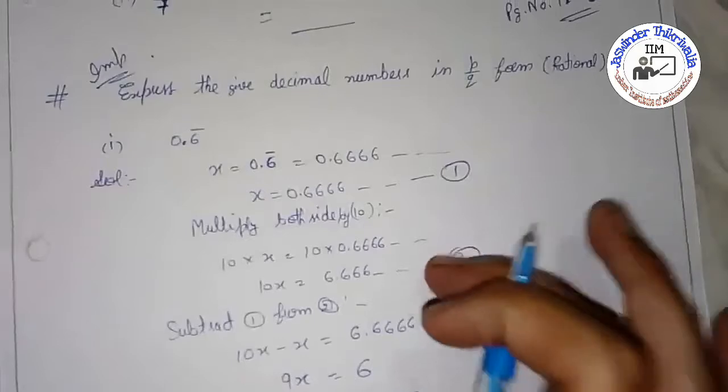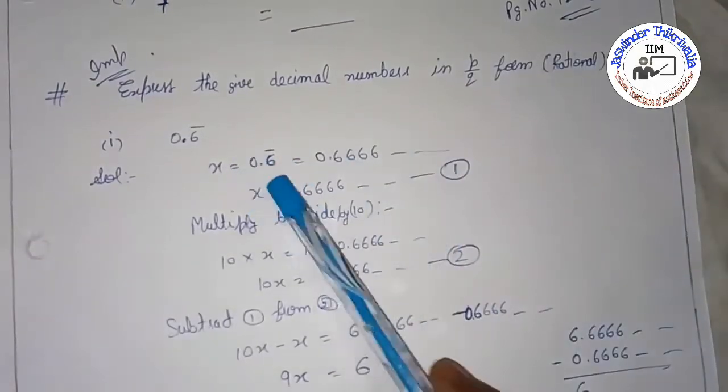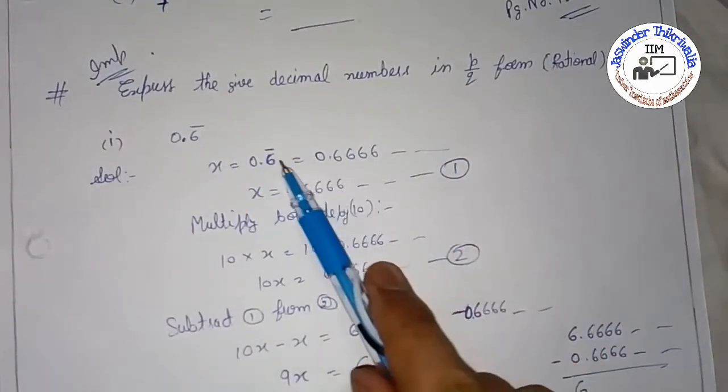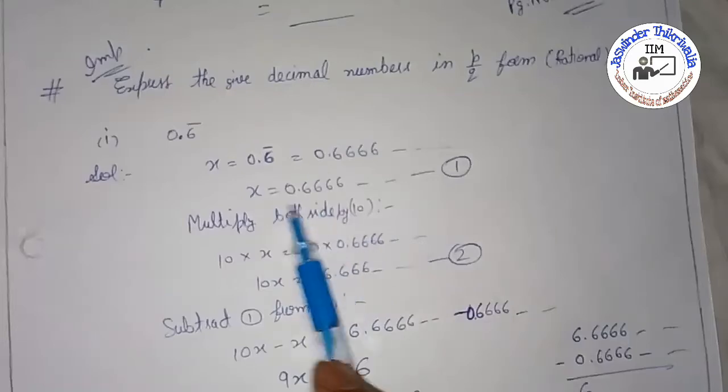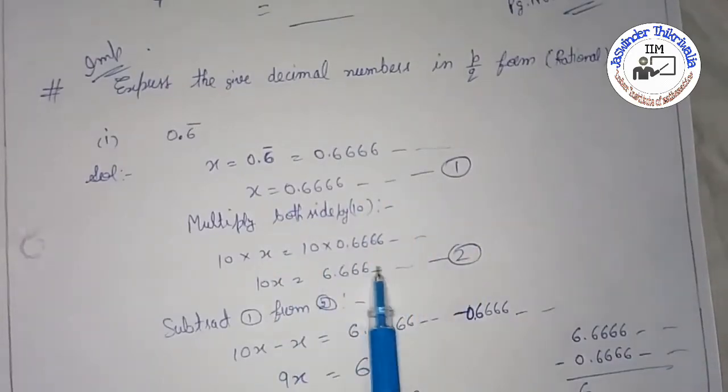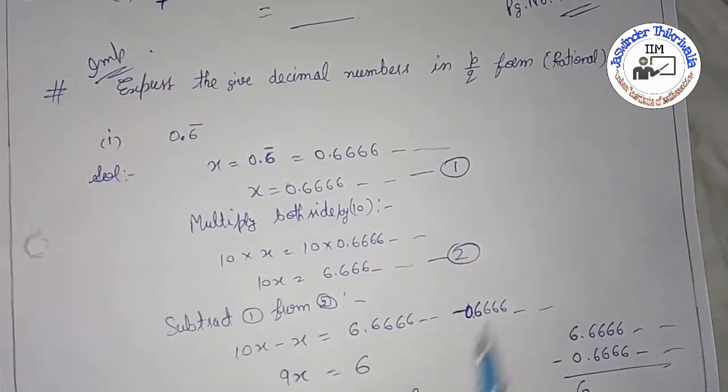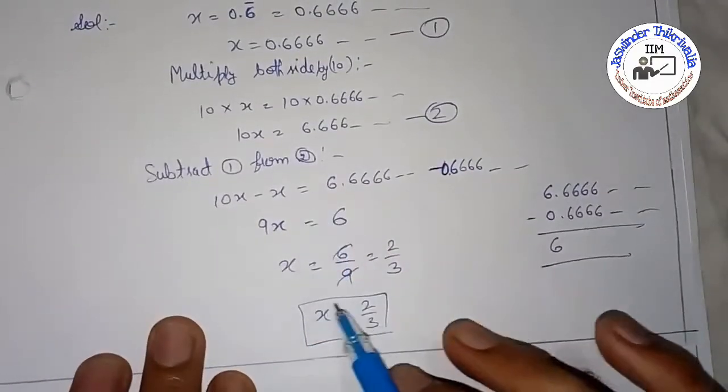Okay, so this is a very important question. You just have to check that how many digits are repeating, multiply with that value only. If one digit is repeating, multiply with 10 on both sides. Then suppose this number as 1, suppose this second as 2, then take their subtraction. By doing subtraction, we will get value of x is equal to 2 by 3. Now one more example related with this.